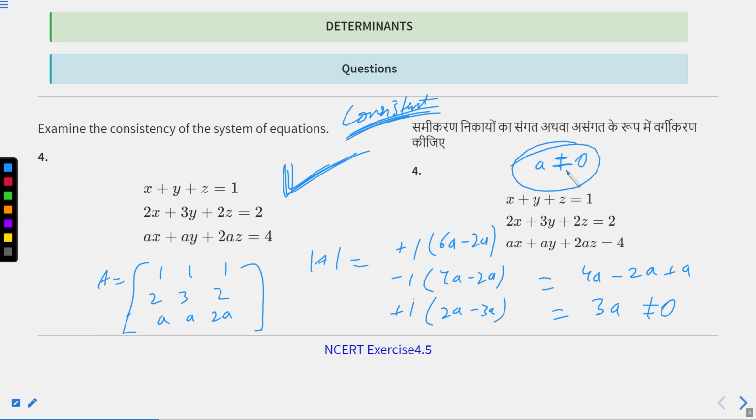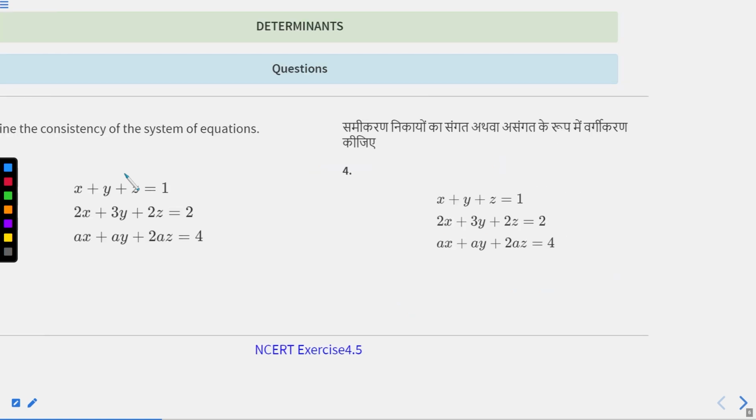Why am I assuming A is non-zero? If A is 0, then this will be 0, this will be 0, this will be 0, and 0 does not equal 4. That's why I am taking A as non-zero. I hope it is clear to you. Now let us move to the next slide.